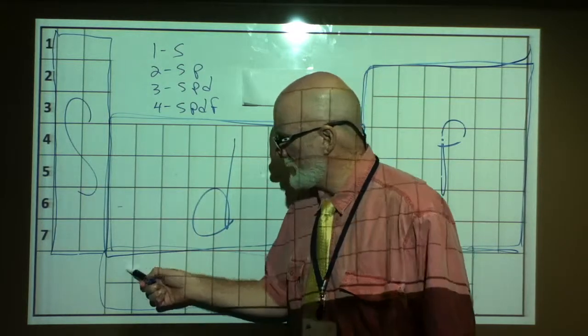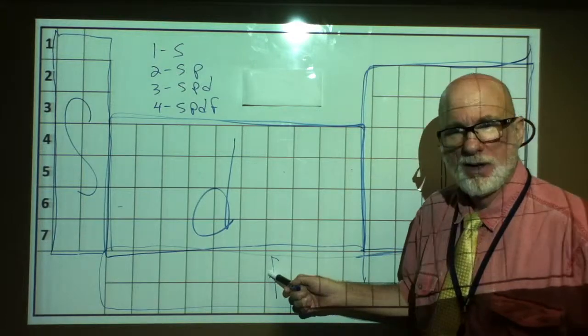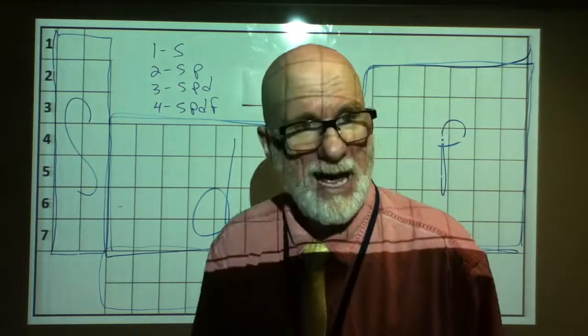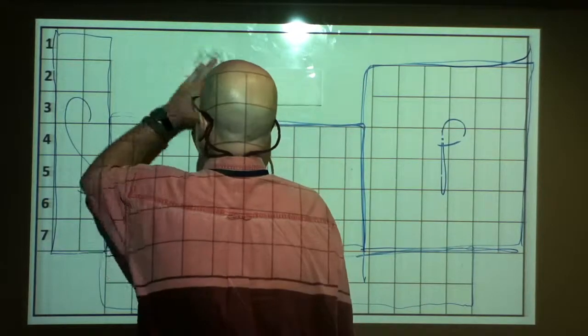What would this be? This is F. The first time you see an F. So what would that be? That's right. Very good. Excellent. So this is what happens.